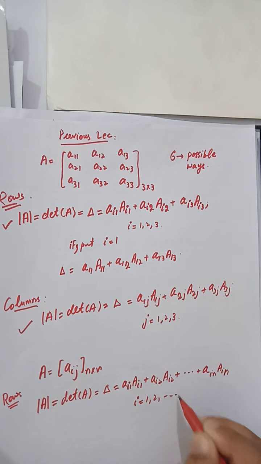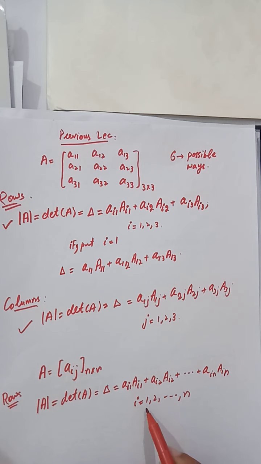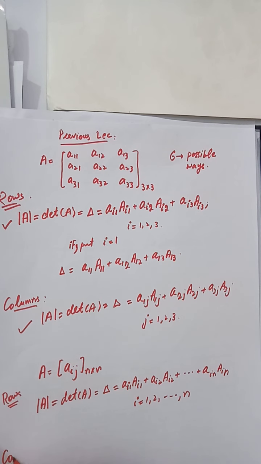So if you put i equal to 1, that will be the formula using the first row. If you put i equal to 2, you are using the second row to find out the determinant of the n by n matrix. So this gives n ways. From here you get n ways, because for i equal to 1 you will get one formula, for i equal to 2 you will get another formula, and so on. When you put i equal to n, you will get the nth formula. So from rows there are n possibilities.